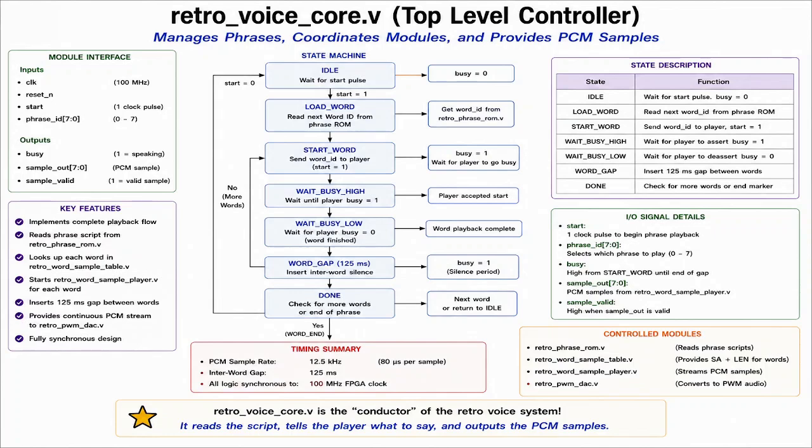Internally, it uses a finite state machine to coordinate playback. It waits for a start request, loads the next word from the phrase ROM, starts the word player, waits for playback to complete, inserts a short gap between words, and repeats until it reaches the end of the phrase. Because every action is synchronized to the FPGA clock, the behavior is completely deterministic.